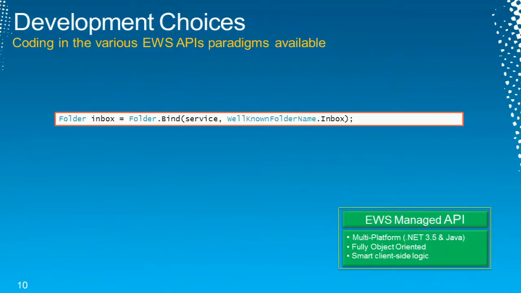The best option is what we call our EWS managed APIs or our client APIs. And these are supported in both .NET and Java. As you can see, the amount of code it took to go from writing a raw HTTP SOAP message down to a single line of code for the managed API, it's pretty clear that this is where the value is.